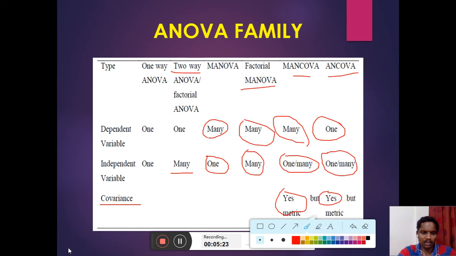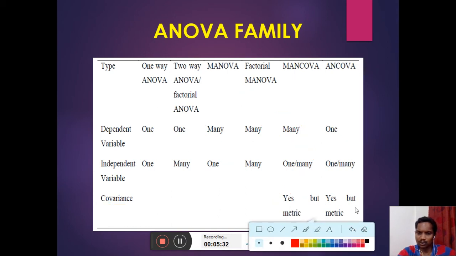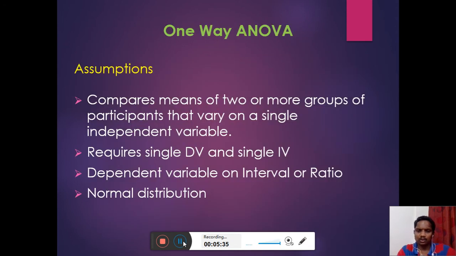Let me go to my slide. Sorry, before moving further, let me clear all those screens. Okay, now it is ready. So friends, these are some of the assumptions when we are going for the one-way ANOVA statistics. One is, in ANOVA we compare the means of two or more groups of participants. It requires one dependent variable and a single independent variable with different groups.